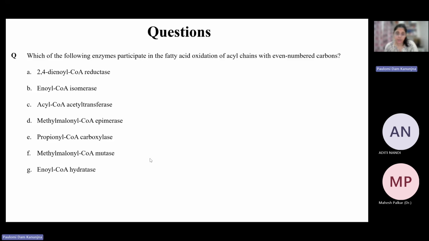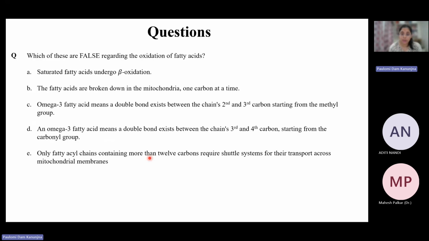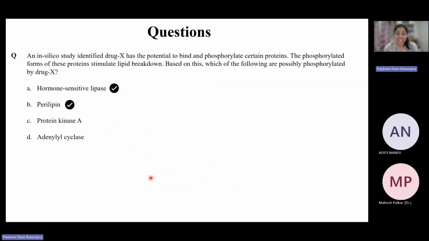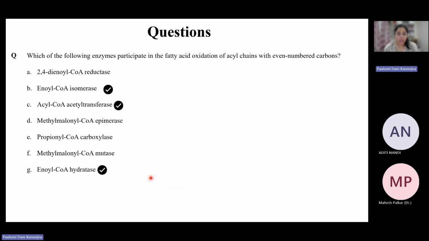Enoyl coenzyme A isomerase as well, right? So remember they are used in the unsaturated even number fatty acids. Okay, so I will go back here. Just a minute. Yes, here, right? So when I said even numbered, I had incorporated both saturated and unsaturated, both of the types.